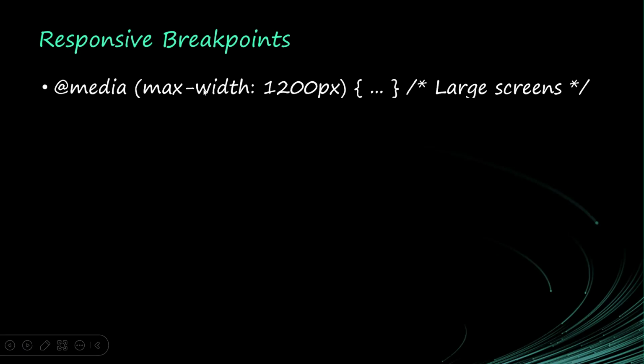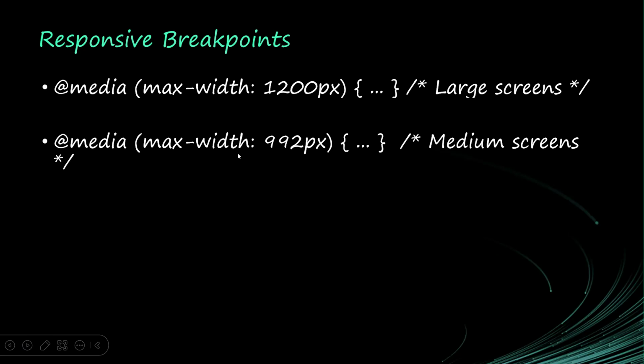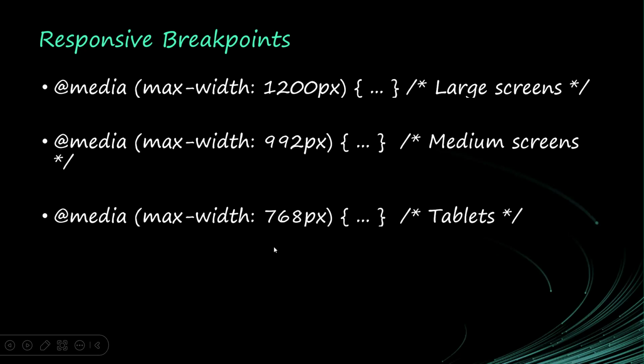So max width means that any style we apply here will apply from 0 pixel to 1200 pixel width devices. If the width of the device is more than 1200, it will not apply. This one is maximum width of 992, so any style you put in here will apply to 0 to 992. Anything above 992, it will not apply. 768, the same thing. And if it is min width, it means that it will apply from that particular size and above.